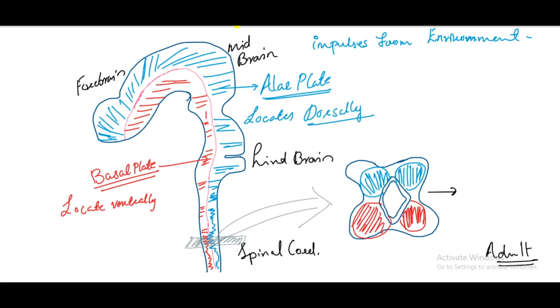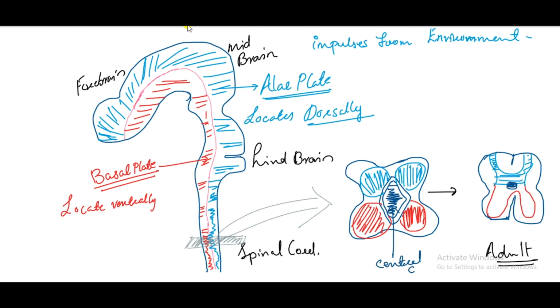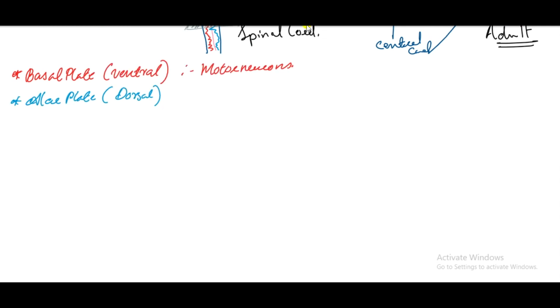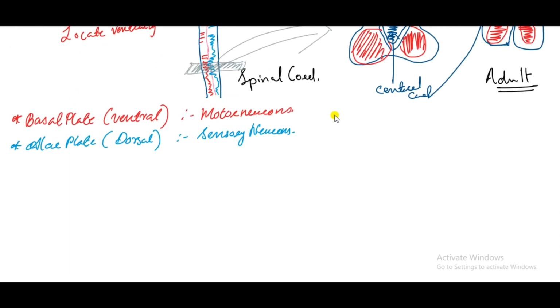In adults, the central canal is very small, and the basal plate eventually forms the anterior horn, and the dorsal horn is formed by the alar plate. Basal plates are located in the ventral region and contain motor neurons. Alar plates are located in the dorsal region and contain sensory neurons.